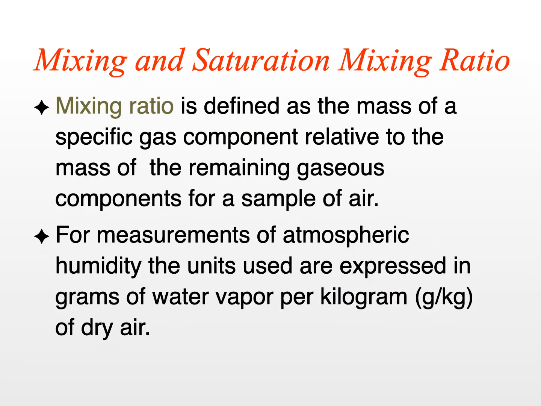So mixing ratio is defined as the mass of a specific gas component, in this case water vapor, relative to the mass of the remaining gaseous components for a sample of air. So that would include the nitrogen and the carbon dioxide and the oxygen in the air. For measurements of atmospheric humidity, the units used for mixing ratio are grams of water vapor per kilogram of dry air.